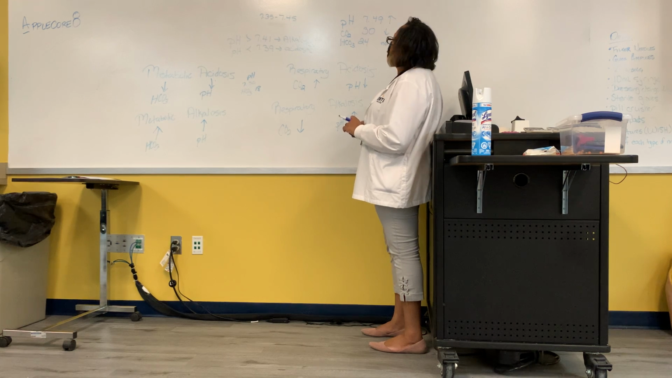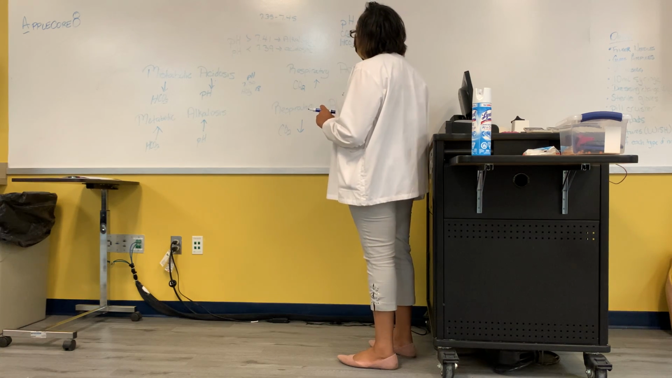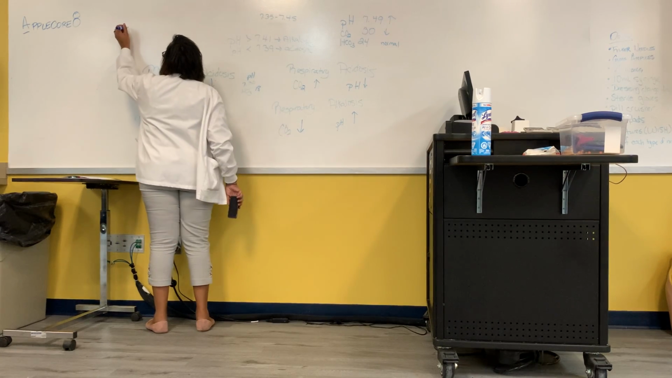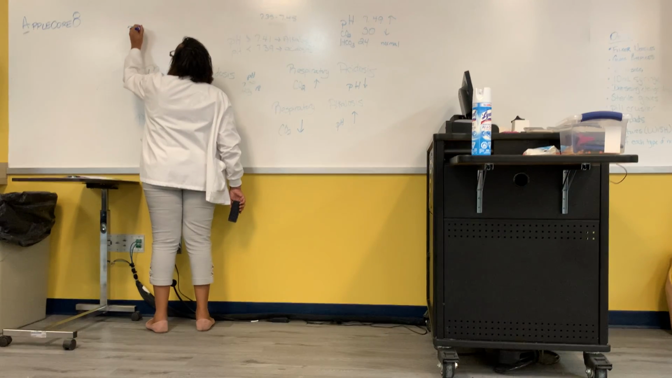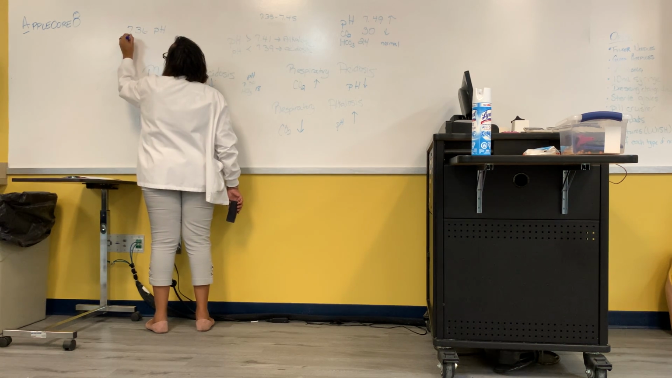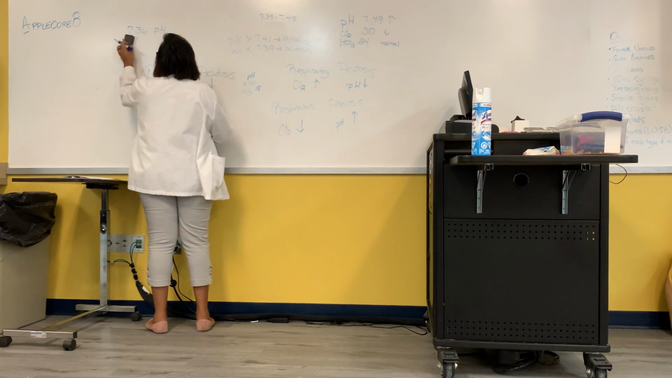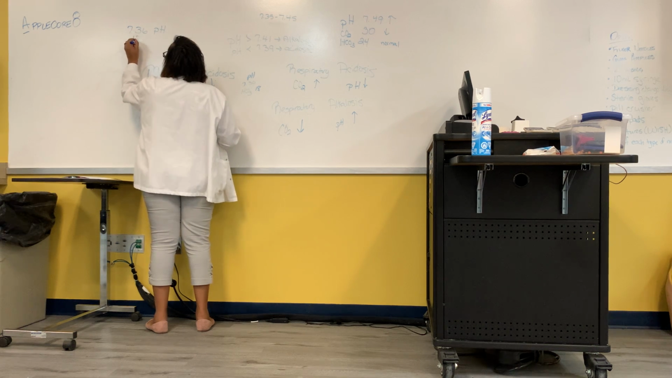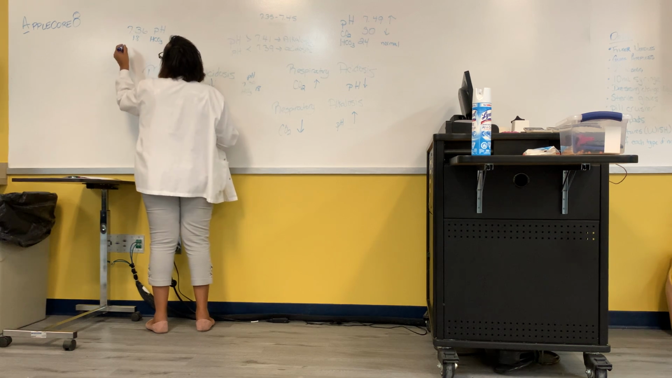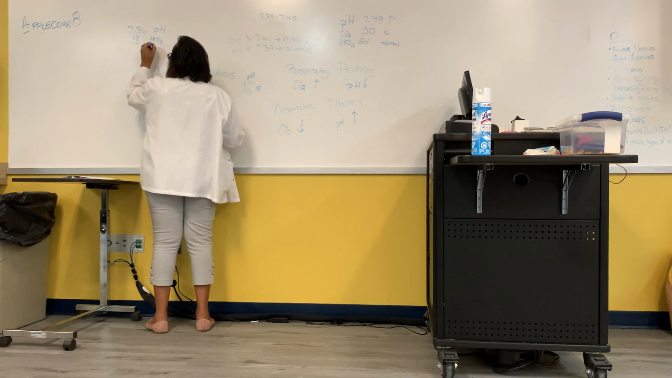So give us one more. Is this compensation you're teaching us now? Just know that, I'll give you a compensated one. 7.36 is my pH. HCO3 is 18. And then respiratory is going to be CO2.